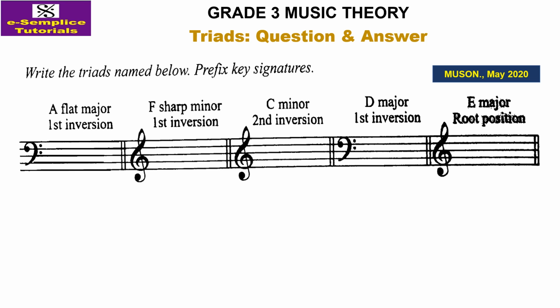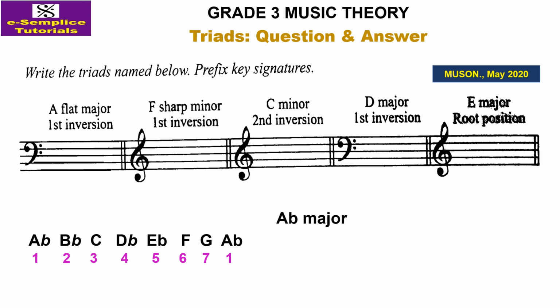This question is from Muson exam May 2020, and the question says, write the triads named below, prefix key signatures. Let's resolve this question together. The first one is A flat major first inversion. A flat major.